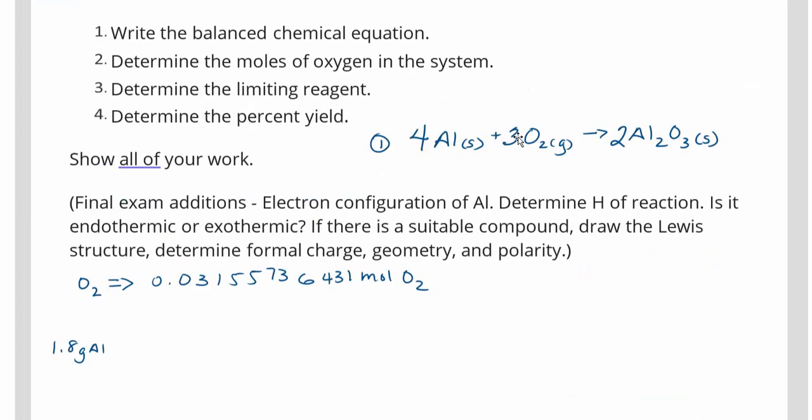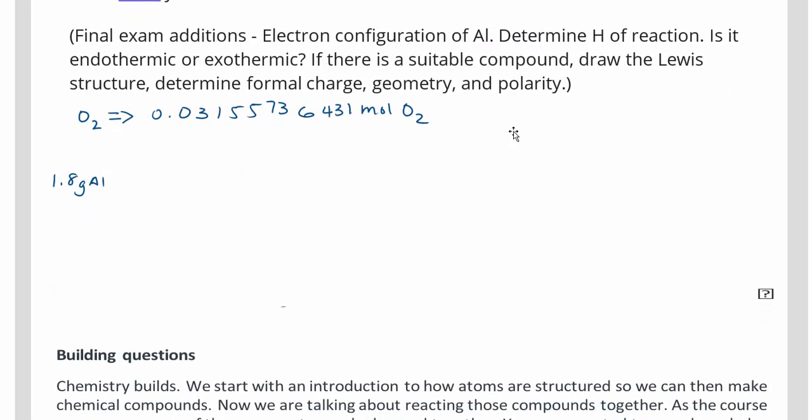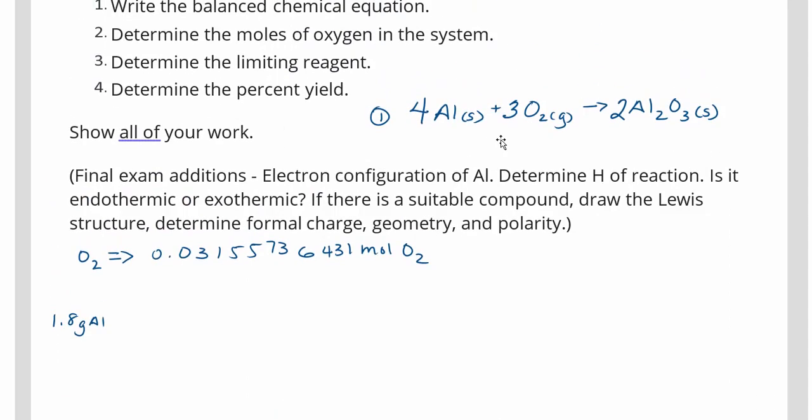Number 3, let's determine the limiting reagent. Although we recorded 3 significant digits for number 2, for the moles of oxygen in the system, because we need to use that value in a further calculation, I went back and grabbed all of the digits off of my calculator, because we're not going to round in the middle here. In order to determine the limiting reagent, what I need to do is find out how many grams of our product we can make from the oxygen. So I'm going to use all of the digits my calculator had. Now I have moles of oxygen, that's where I'm starting.